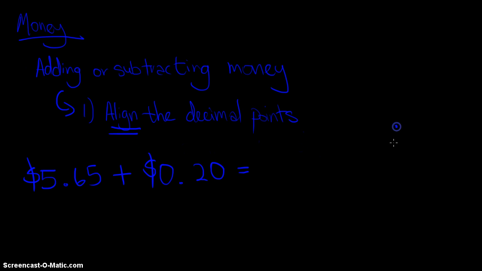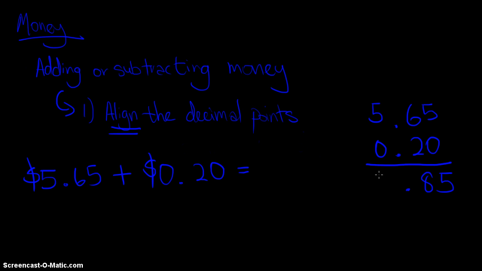So I will put a decimal point to indicate this $5.65, and I'll put another decimal point here to indicate this 20 cents. So after I put the decimal points together, I'll write 5, 6, 5 here like that. After that, I'll put the 0, 2, 0 like that. Once I align the decimal points, I just simply solve this question.